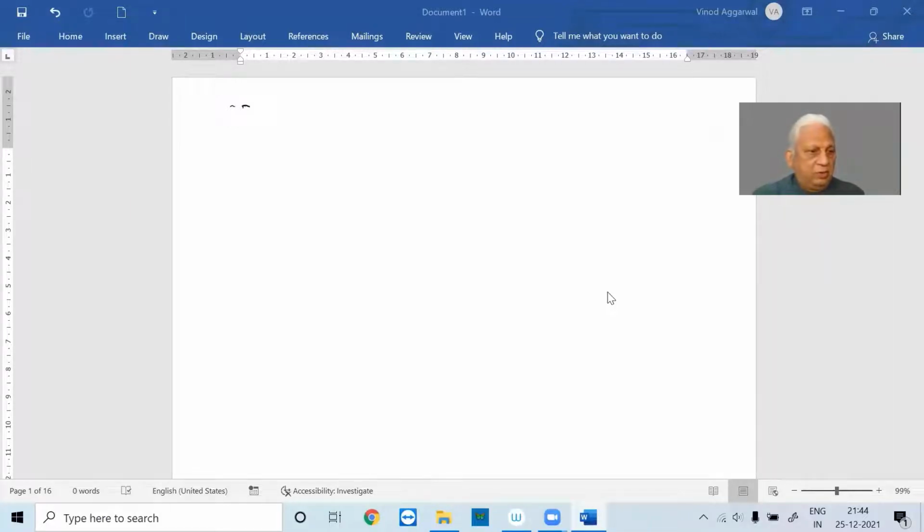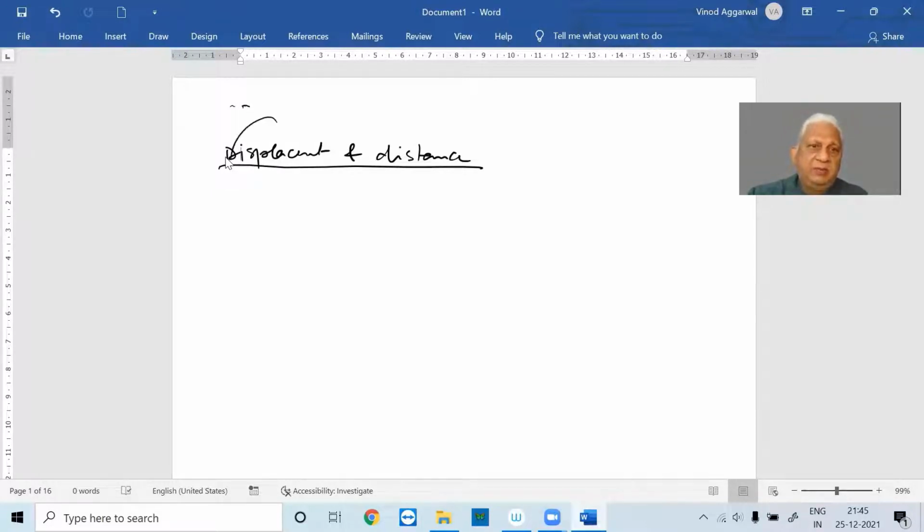Today we are going to talk about the topic on rest and motion, kinematics. The first topic on this is displacement and distance. Now, it appears that displacement and distance look very similar to each other, but no, there's a difference.